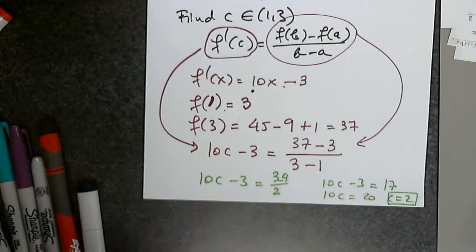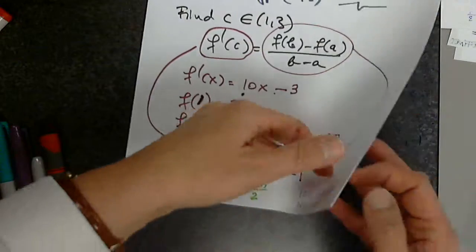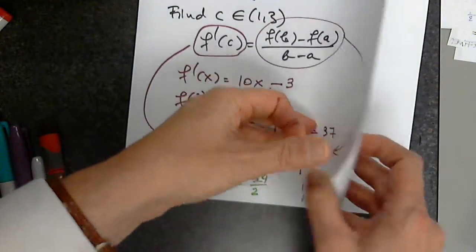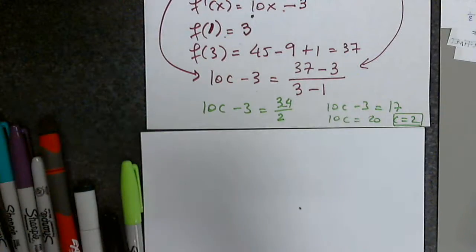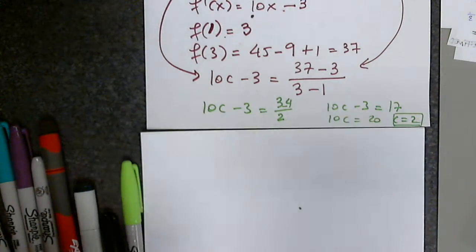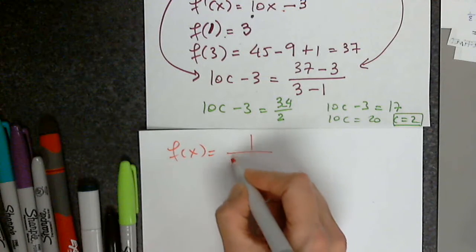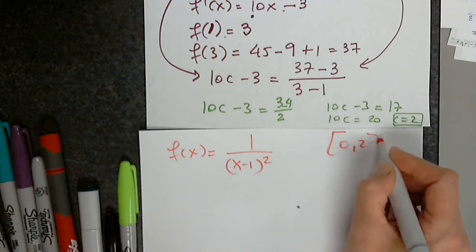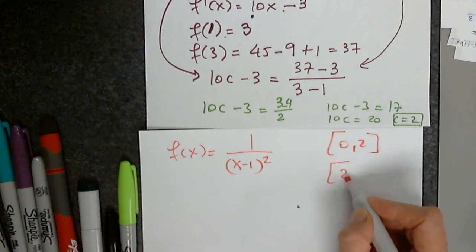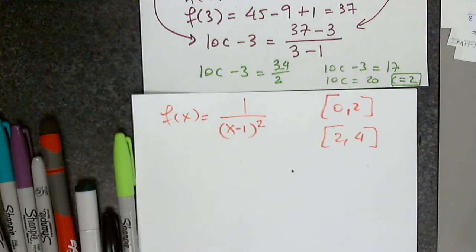Part B. We have the same. Any questions here? Any questions here? Same question for f of x equals 1 over (x minus 1) squared for 2 intervals, 0 to 2 and 2 to 4. So we are asked to find 2 c's.